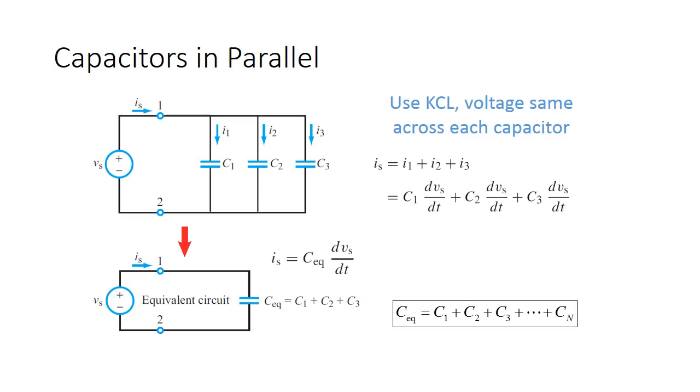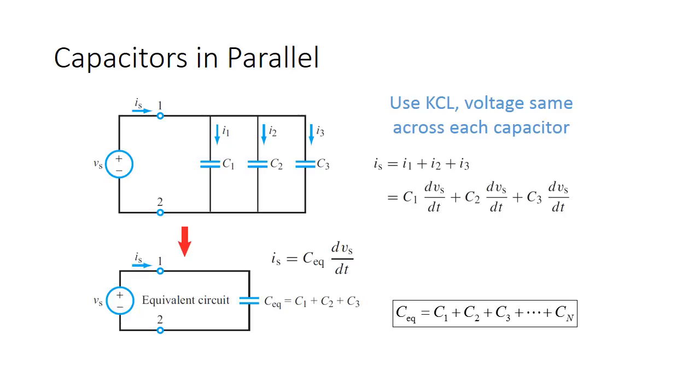Again, this is another way of looking at this too: IS is going to be made into a current divider that's going to go through each one of these pieces. So if we add all of these individual currents up, and all of these capacitances, we can create one equivalent capacitance, which is going to have the same source current as the equivalent circuit.